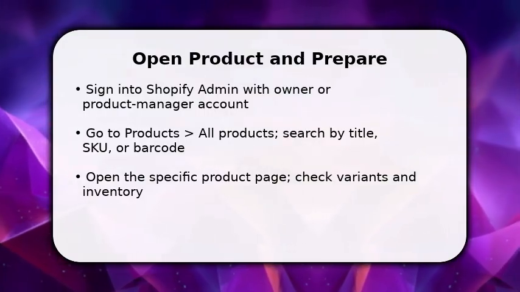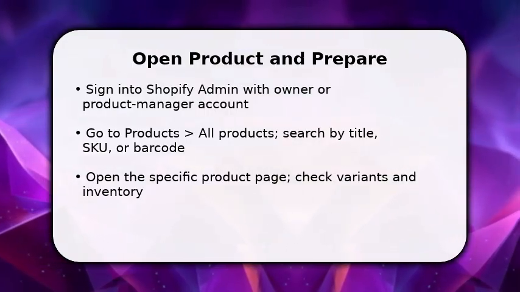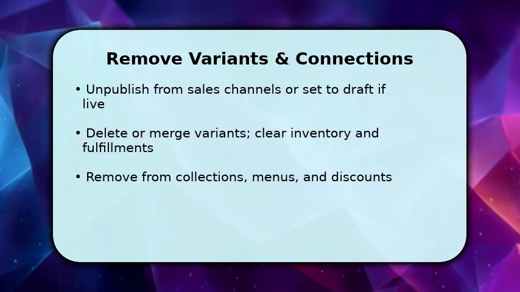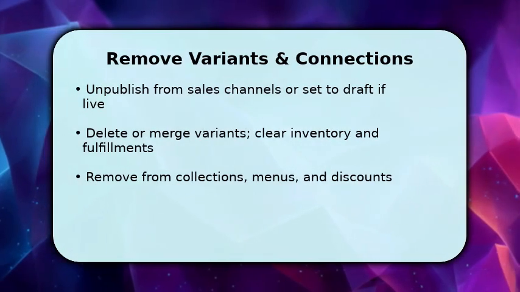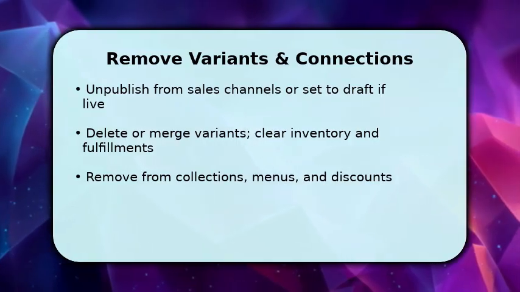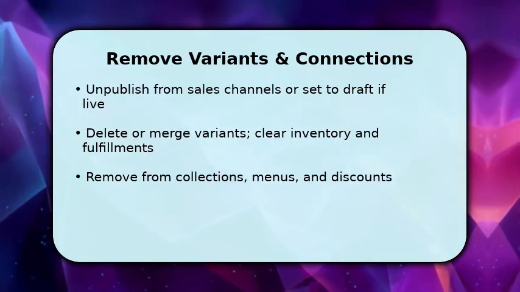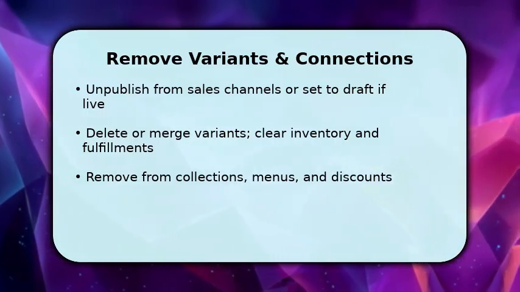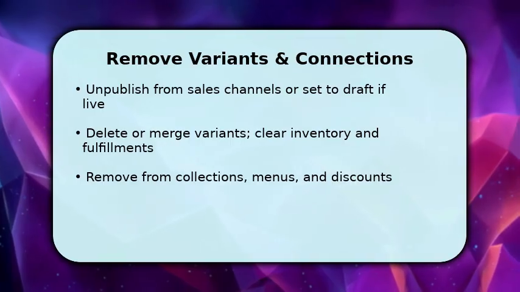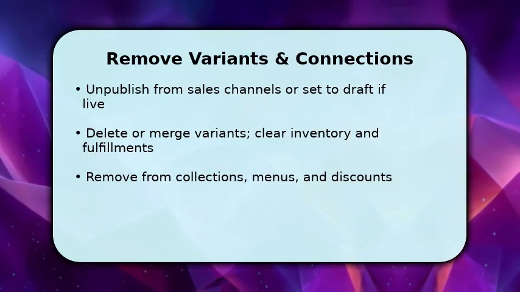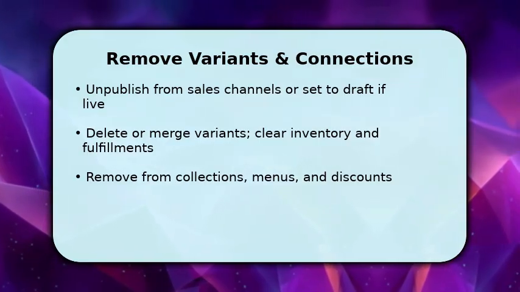Now you'll unlink the product from the storefront and systems that reference it. First, unpublish from sales channels or switch the product to draft so customers stop seeing it immediately. Then delete unnecessary variants or merge them if applicable. Clear inventory quantities and pending fulfillments to avoid reconciliation errors. Also remove the product from manual and automated collections, navigation menus, and any active discounts.